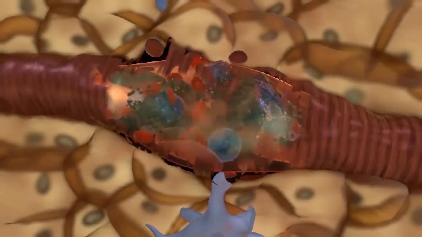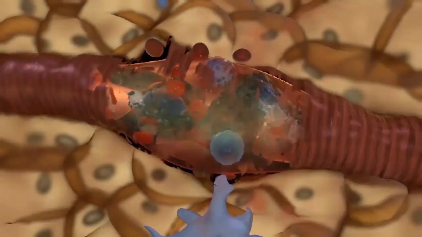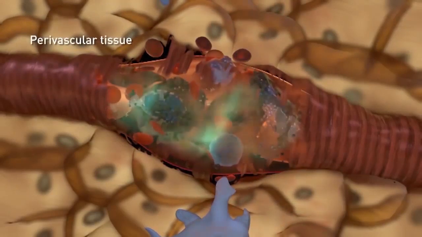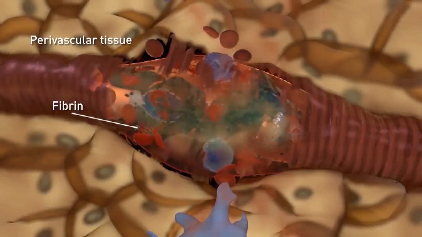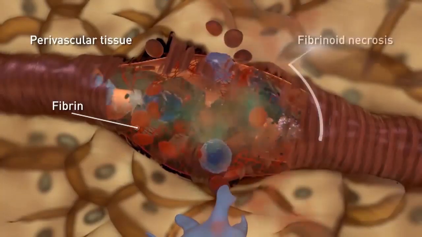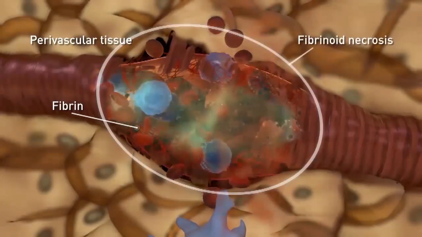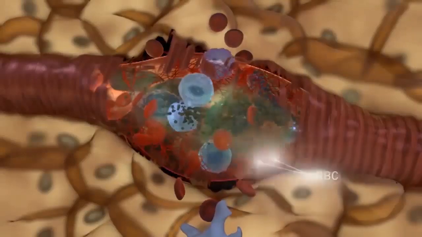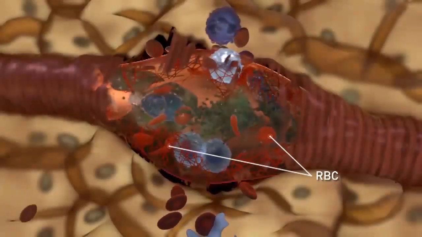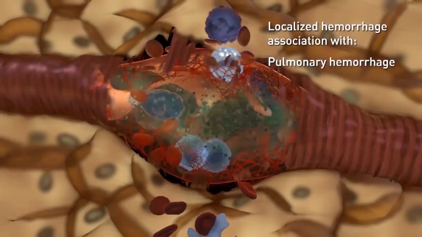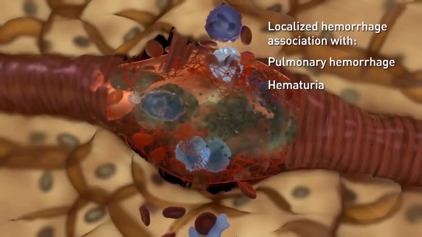As the inflammatory and necrotizing process extends into the perivascular tissue, fibrin is formed by coagulation factors in plasma. This produces the appearance of fibrinoid necrosis. Injury to the vessel walls can result in localized hemorrhage. For example, extravasation of red blood cells may be associated with pulmonary hemorrhage or hematuria.